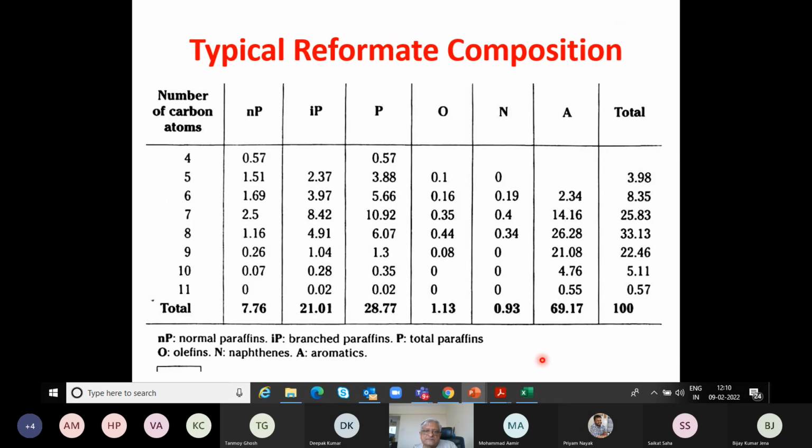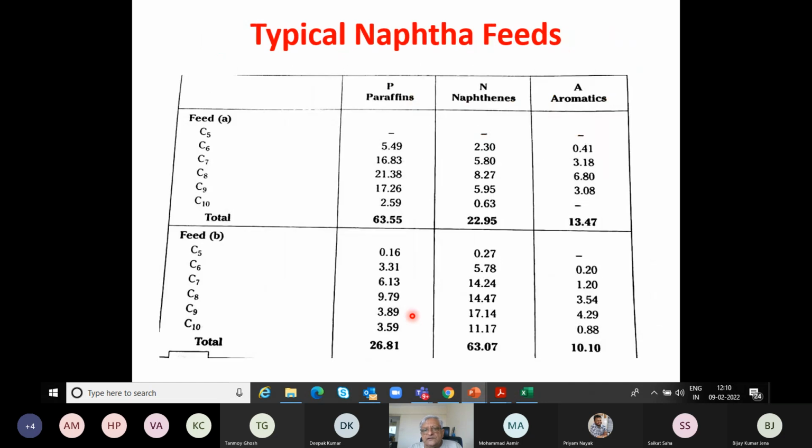Okay, so this is what it is. If you look at the products, now I would request your attention to understand this. This is a very, very important slide. This is the typical reformate composition. So you saw the feed composition. This is a typical straight run naphtha, either coming from light Arabian or from Nigerian crude. It has paraffins, I've not shown isoparaffins, but there are both paraffins, isoparaffins, naphthenes, aromatics, no olefins.